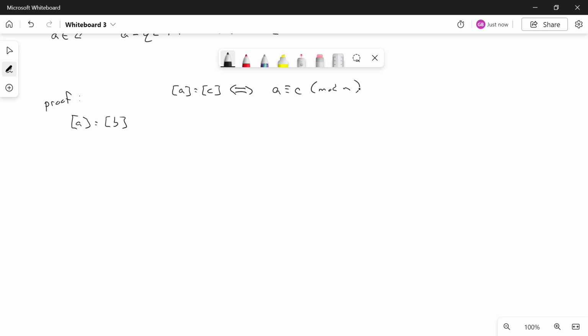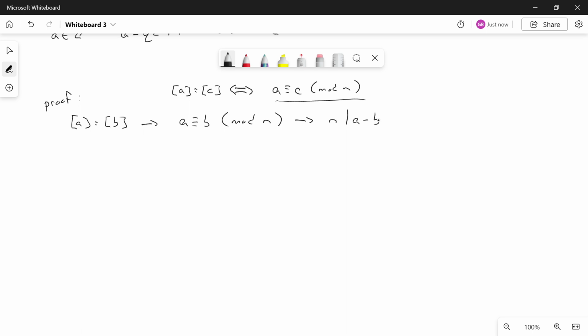So what I'm going to do is transfer this congruence class of A is equal to the congruence class of B into this relationship here. So this means A is congruent to B mod n, because everything is in Z mod n. Now, by definition of congruence, this means that n divides the difference between A and B.